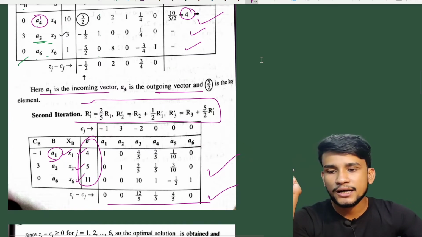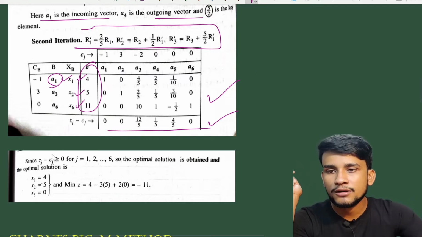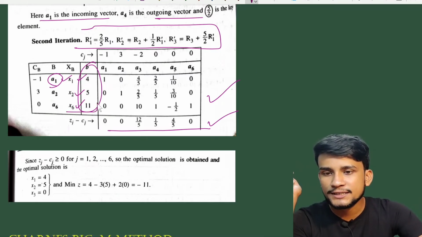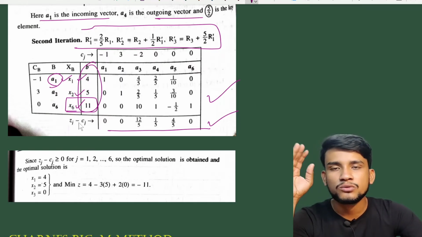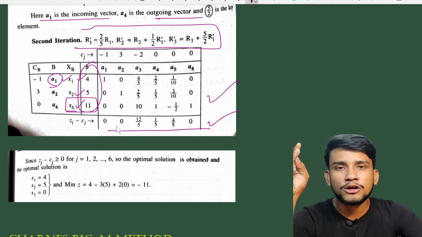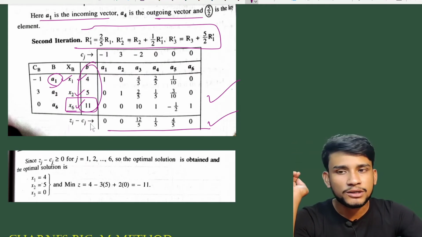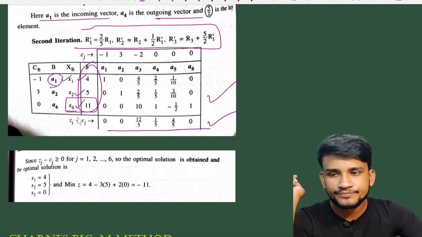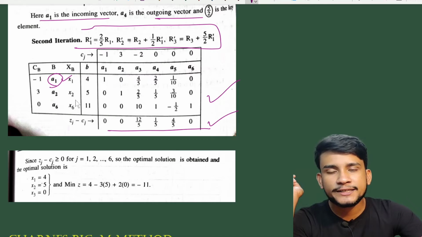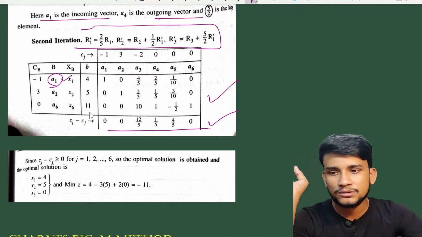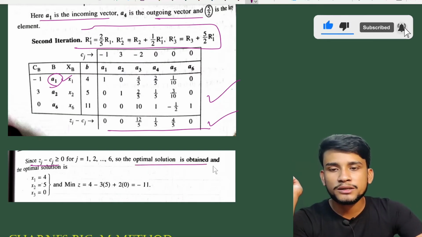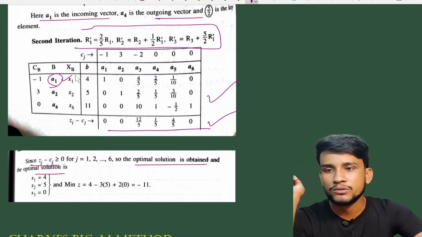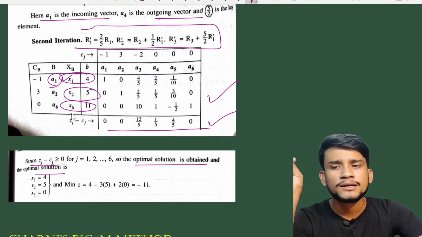So this gives the optimal solution, and since x6 is a slack variable, it is not included in the optimal solution. We just need the values of x1, x2 and x3, and since x3 is not present in the basis, we take x3 equal to 0. Since zj minus cj is greater or equal to 0 for j equal to 1 to 6, the optimal solution is obtained: x1 equal to 6 by 4, x2 equal to 5 and x6 equal to 11, that is the slack variable, which we take as 0.